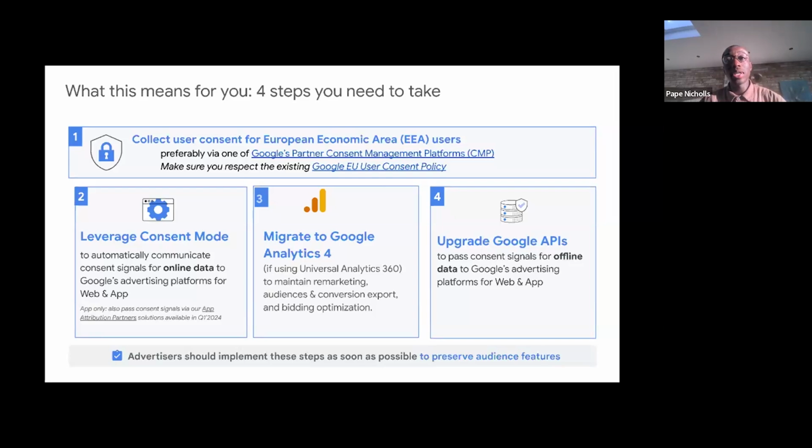Third, if you are using our analytics tools, we highly recommend that you use GA4. And fourth, for those using APIs to share offline data with Google, we recommend that you update the code to communicate the consent signal to Google in order to avoid losing offline audience such as customer match.